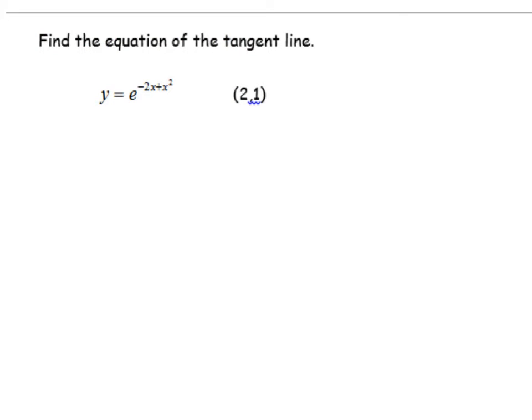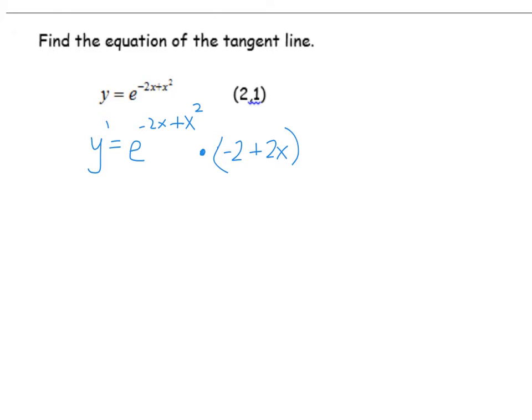So once again, since we're using the derivative, we're going to be doing the applications of a derivative, and that's finding the equation of the tangent line to this curve that's given, at this point. So remember that the first thing you do when you're looking for the equation of the tangent line is that you need a point and a slope. And remember, if you associate the word slope with derivative, that means we're going to take the derivative of this function. So it's going to be e^(-2x plus x squared) times the derivative of the exponent, which is negative 2 plus 2x.